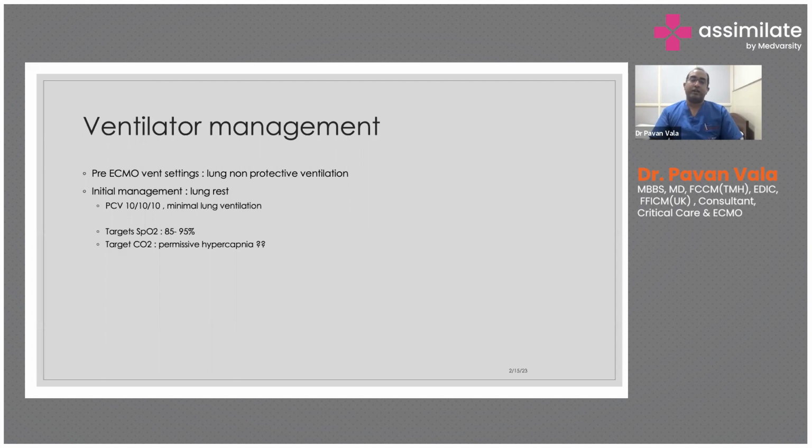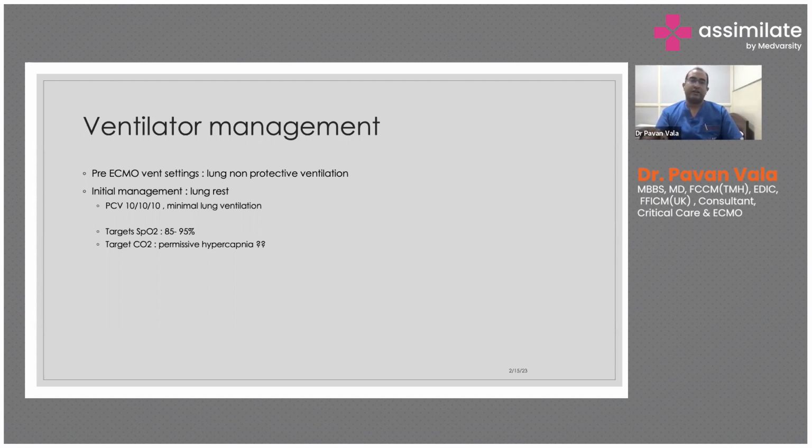Once we put the ECMO cannulae in and we have established the patient on ECMO, we do what is called lung rest. Ideally, we don't want to ventilate the lungs at all because any mechanical ventilation causes lung damage. But because we can't do that, we do what is called 10-10-10. We set a pressure control of 10, PEEP of 10, and a respiratory rate of 10 per minute with minimal lung ventilation. With these settings, you will hardly get a tidal volume of 50. But that doesn't matter because all of your gas exchange is being done by the machine.